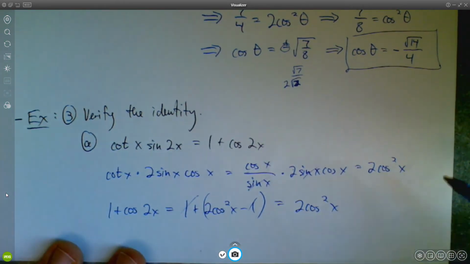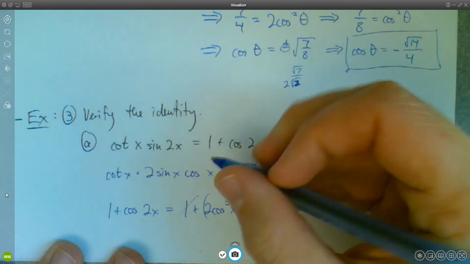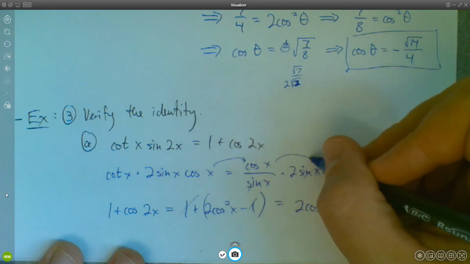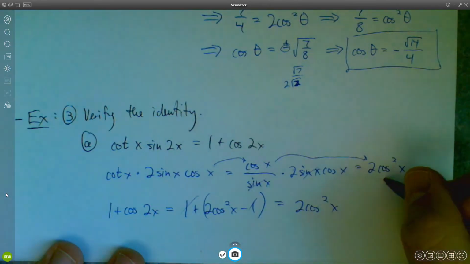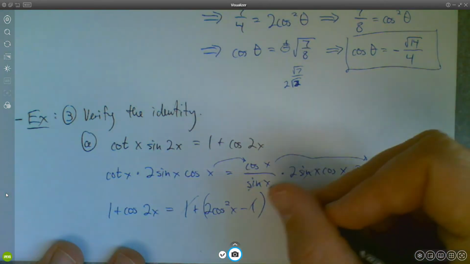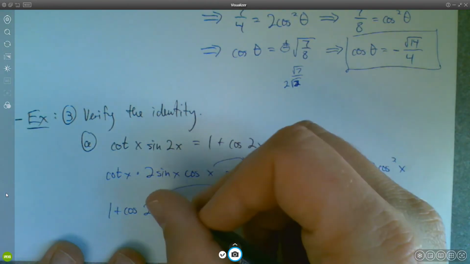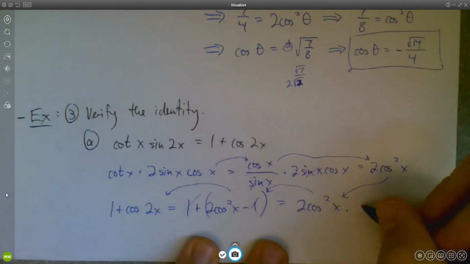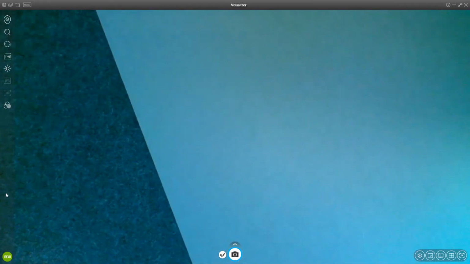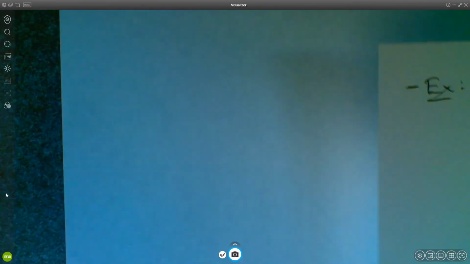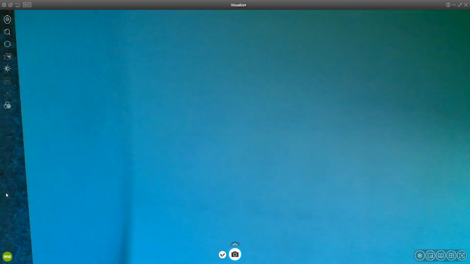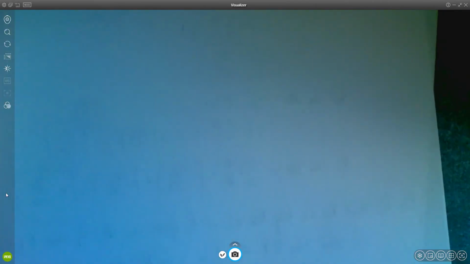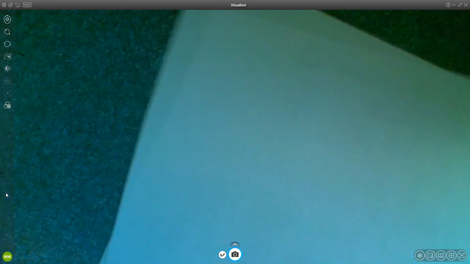So I guess the logic flow would go in this direction. You'd start here, and then go there, and then go there, and then from here you would go to here, and then there, and then there. Okay? But that does it. That proves it. So we've proven it. Let's do another one. So let's verify this one.